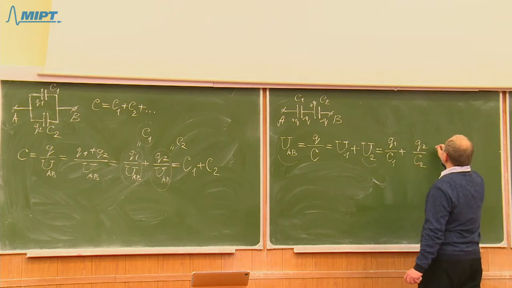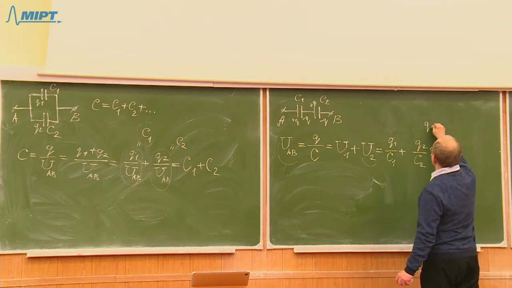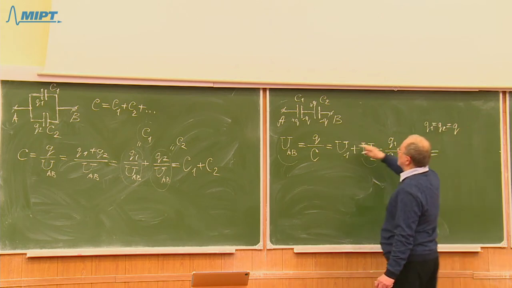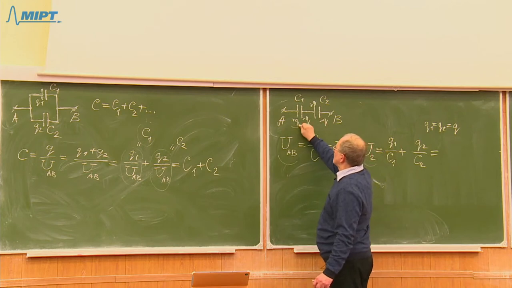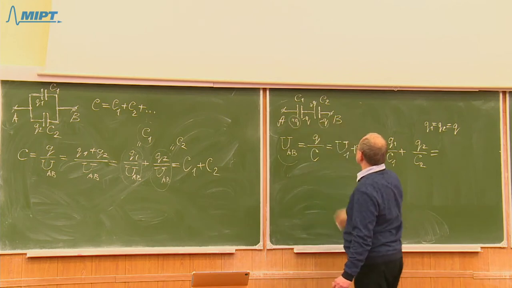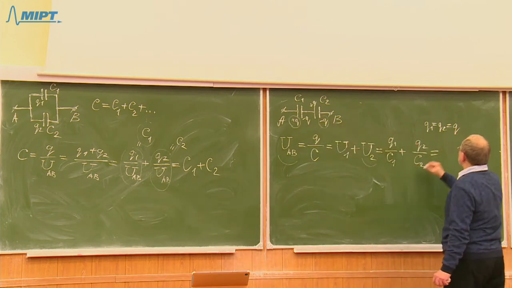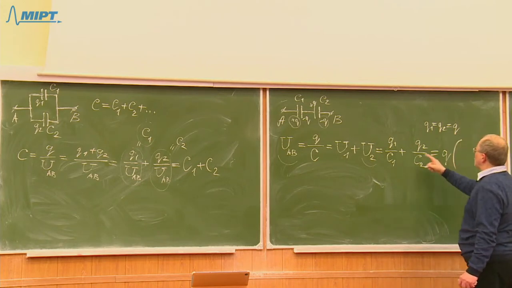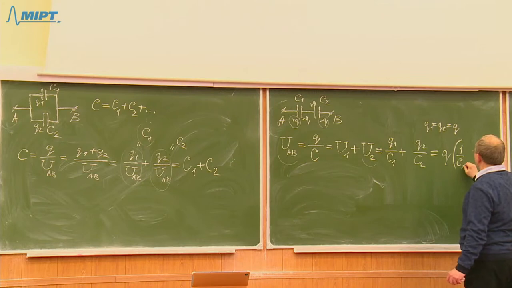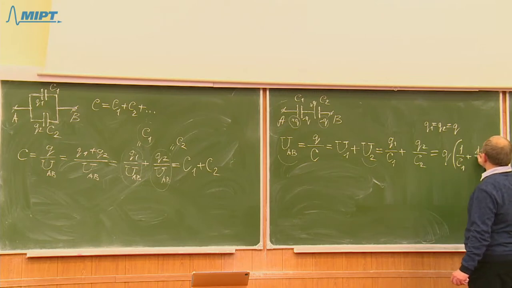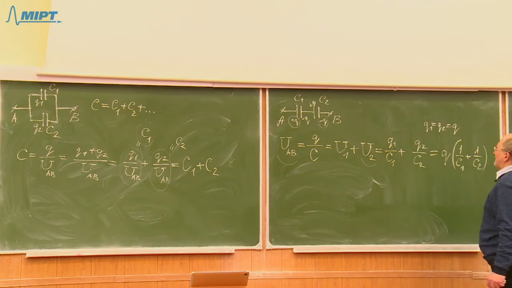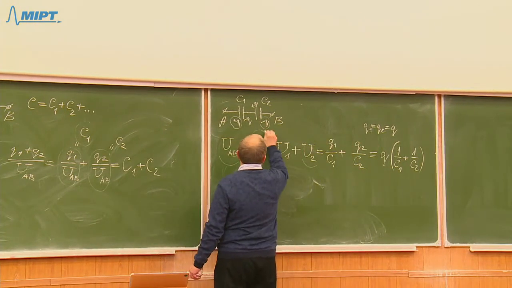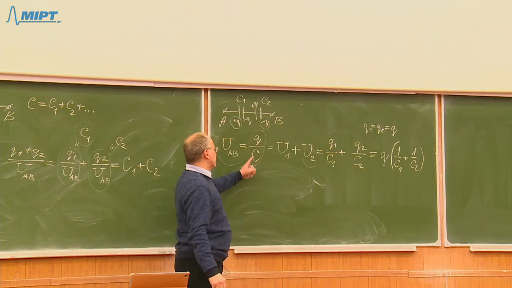And these charges are the same. We discussed it, and the charge is the same for each capacitor. So if this is the same charge, we can factor this expression by Q, and we will obtain here 1 divided by C1 plus 1 divided by C2, and that will be equal to the initial expression of Q divided by C.